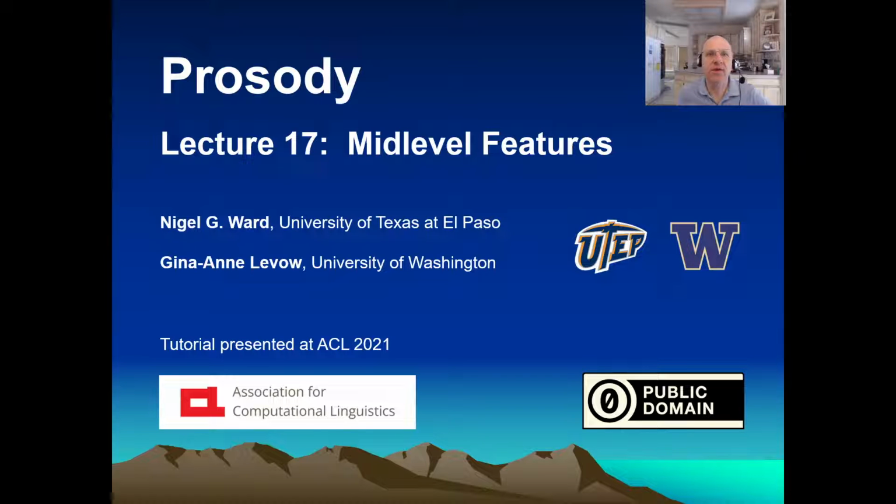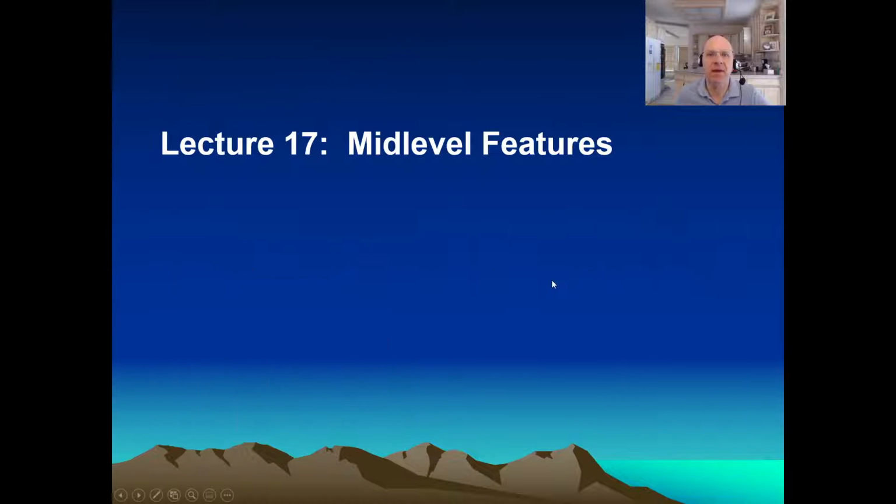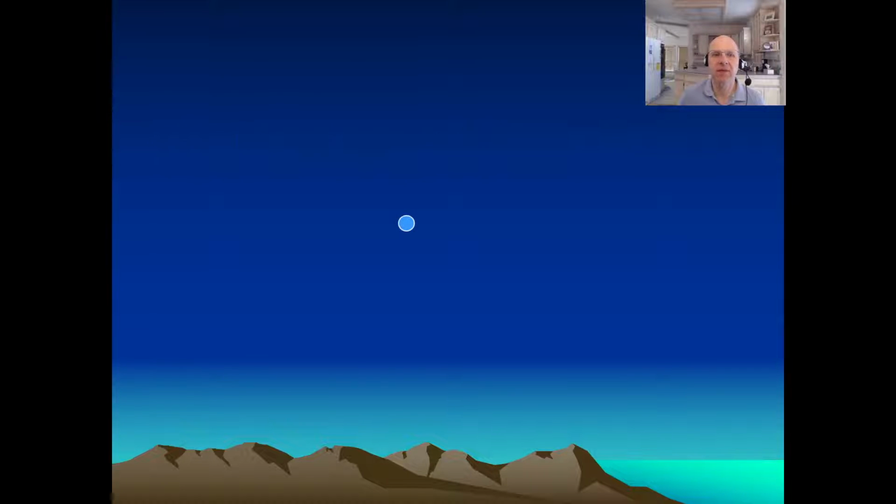Welcome to Lecture 17 of our series on Prosody. Here we cover computational features that correspond directly to things that you can see and hear. This goes beyond the frame-level features discussed in previous lectures. Any one measurement can never tell you very much.